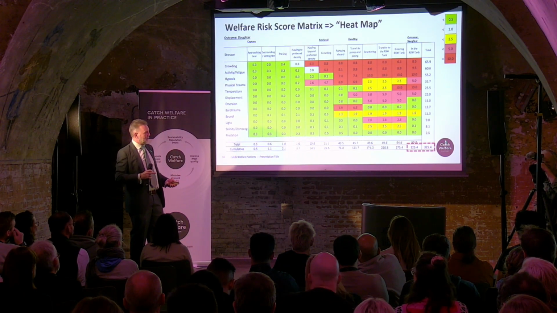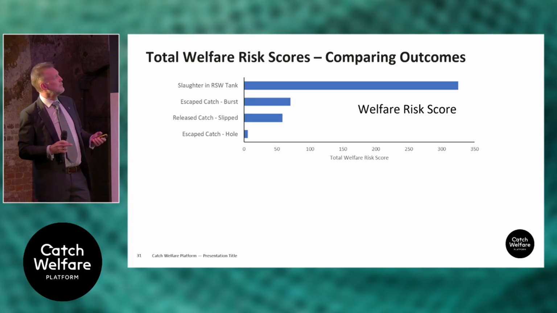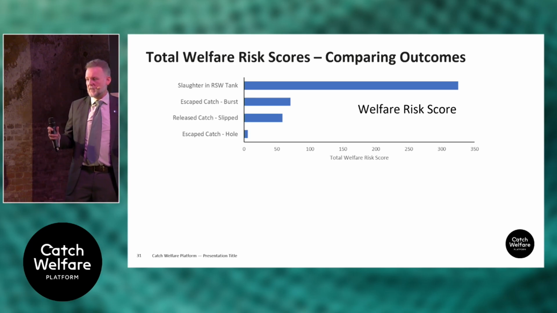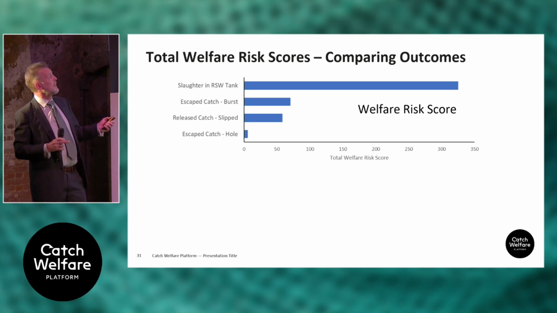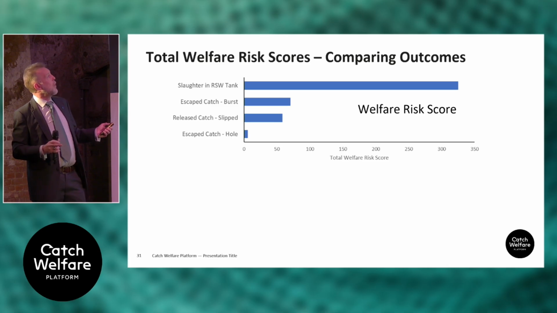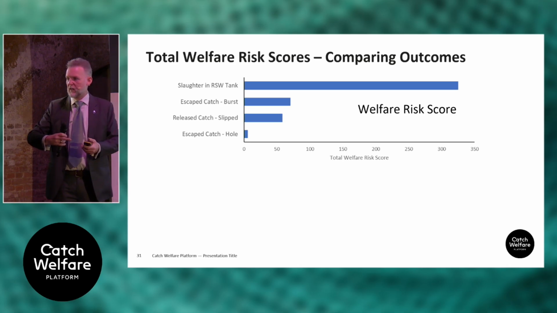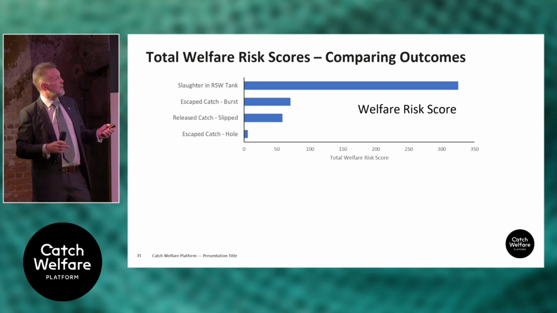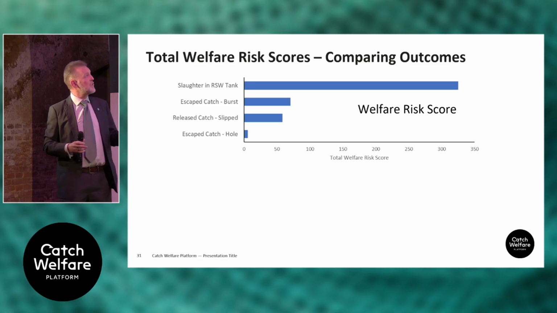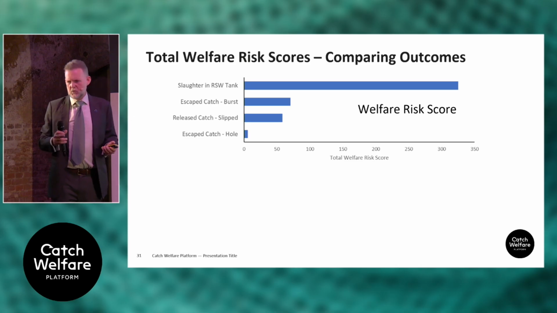We can also have an end value, so the total score at the end. Now, how could we use this? Well, we can compare between different scenarios or different outcomes. So here we have slaughter in the tank, and then what happened if the animal escaped? So that was another output. What happened if the animal was released during slipping? Or what happened to the animal if it escaped through a hole or before the purse was fully closed? And we can consider the different stresses or the different welfare risk scores at each of those outcomes. That's interesting. And we can see, obviously, it looks like slaughter in the RSW tank is by far the worst. That would sort of make sense.